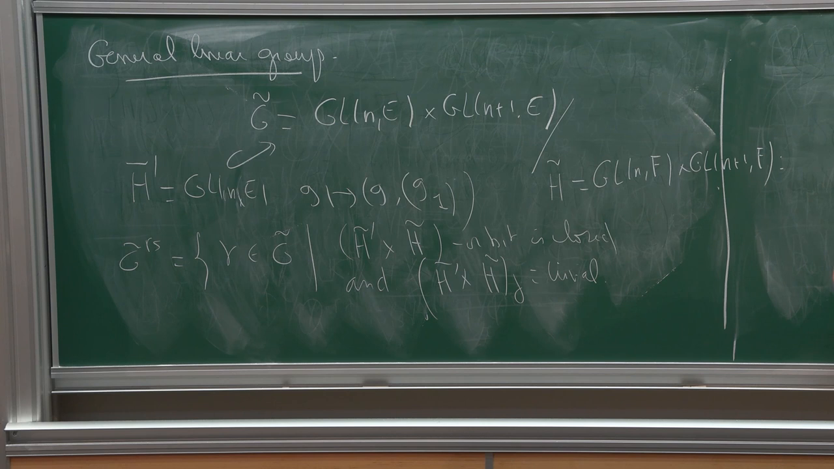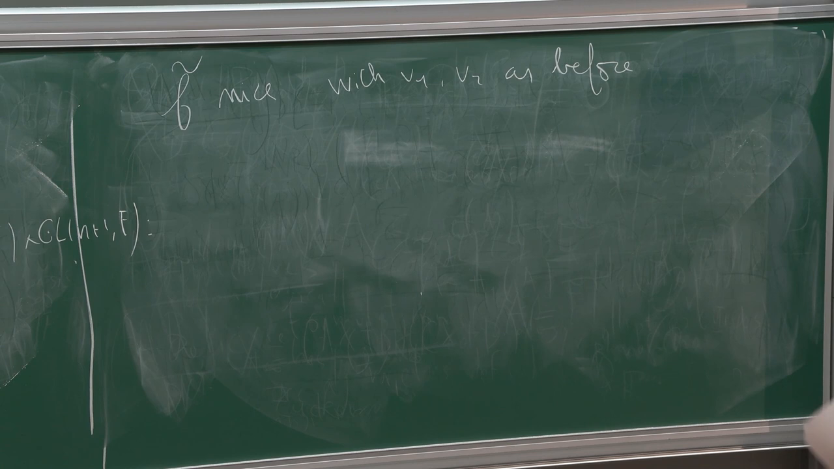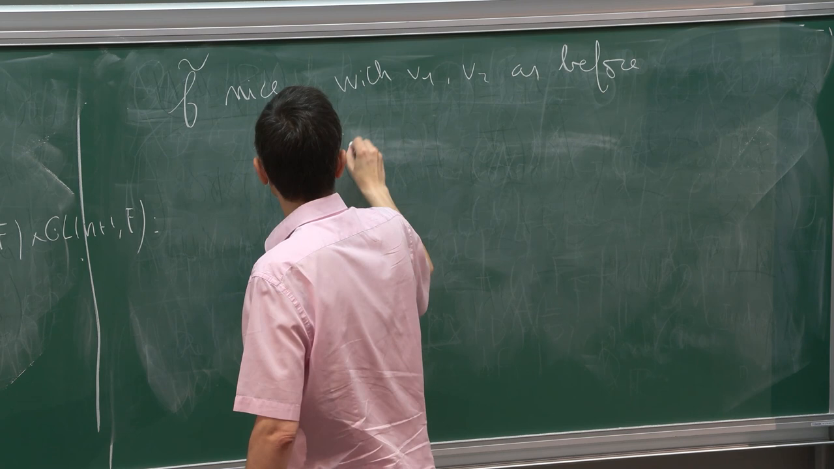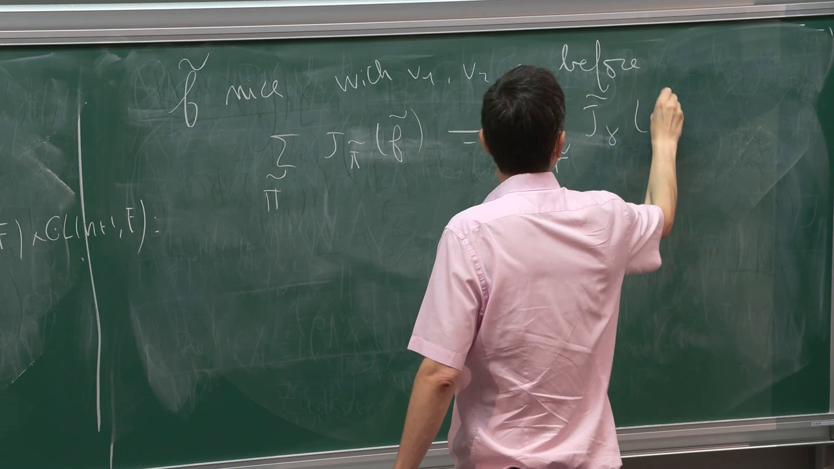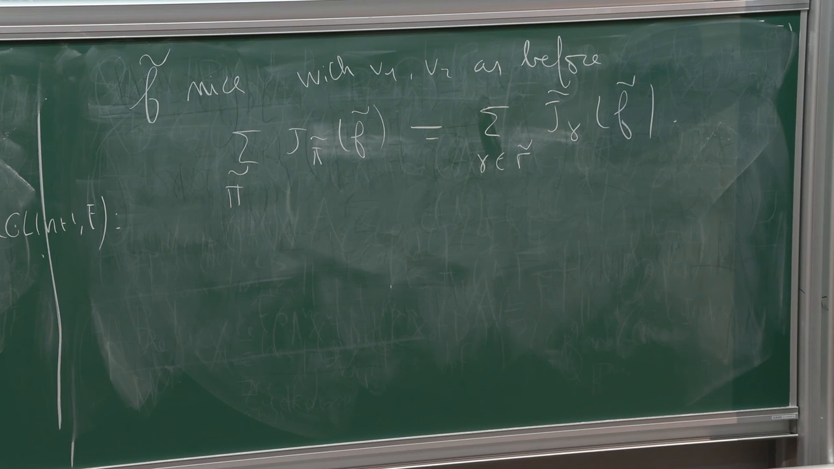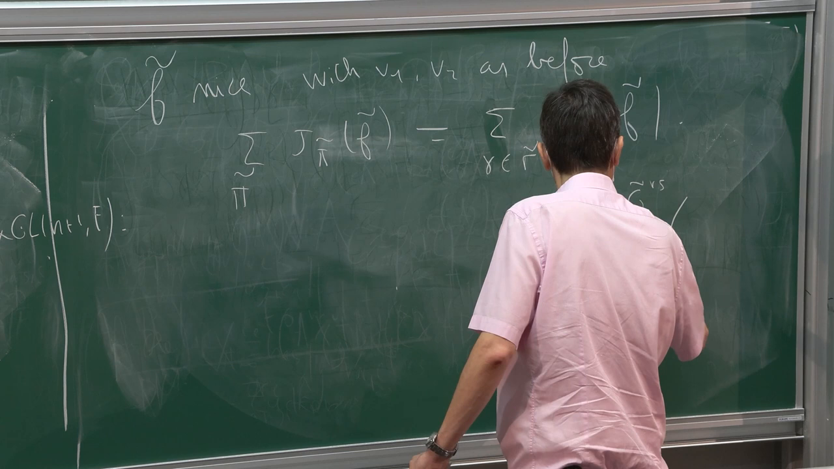So in fact, we take F tilde nice with V1 and V2 as before, and we get an expansion: an equality between a spectral expansion and the geometric expansion. So gamma tilde is the following double quotient.